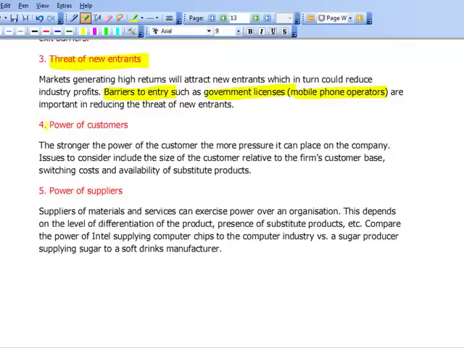The next one, if we look at power of customers. The stronger the power of the customer, the more pressure it can place on the company. This kind of makes sense, doesn't it? Issues to consider include the size of the customer relative to the firm's customer base, switching costs, and availability of substitute products. So what we're saying is, if there is, for example, one major customer, that customer is going to have a strong position. That customer will have a strong force.